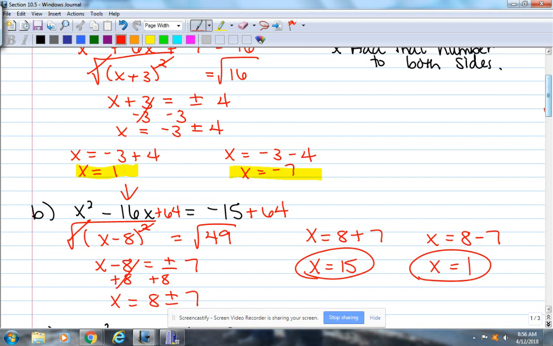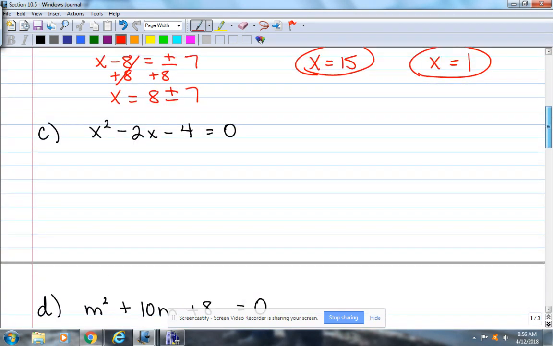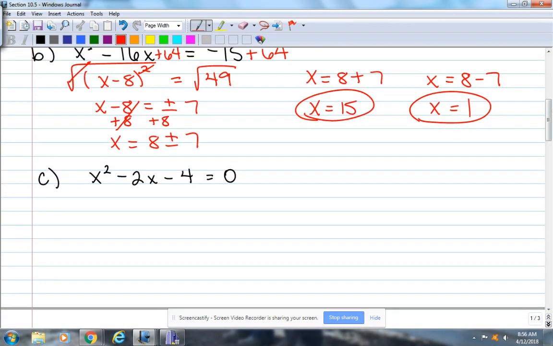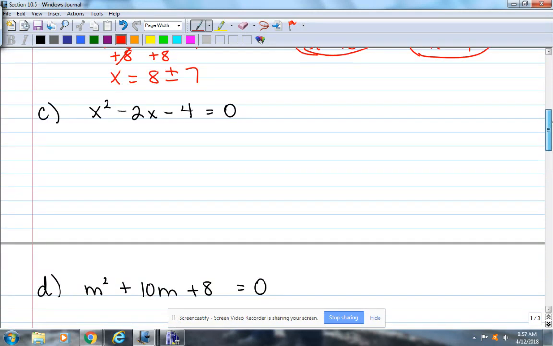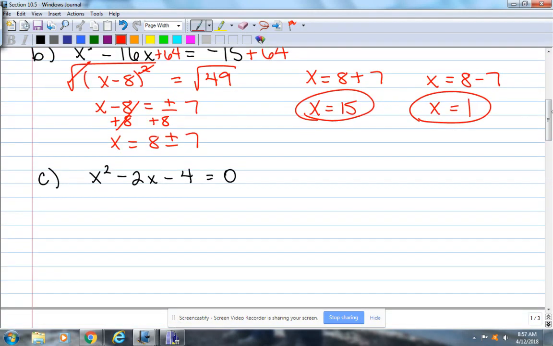This is really not bad when you get the hang of it. Let's do C. Let me see how many are left. I don't think there are many left anyway. There's a U try. We'll do a U try after this one, and then we'll call it a day.